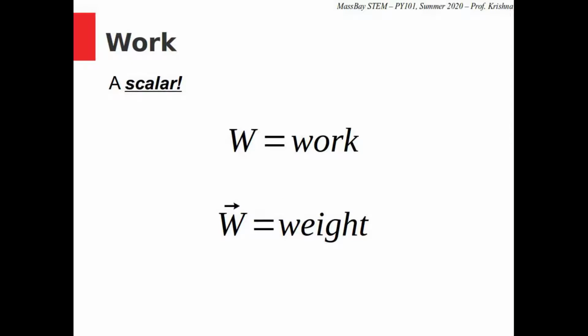There are two other things I'd like to point out. First, because work is a scalar, it does not have the vector sign written on top of it. This is a way of making sure that we don't confuse between weight, which is a force, which is a vector, and work. Weight is symbolized with a capital W with a vector sign. Work never has a vector sign.